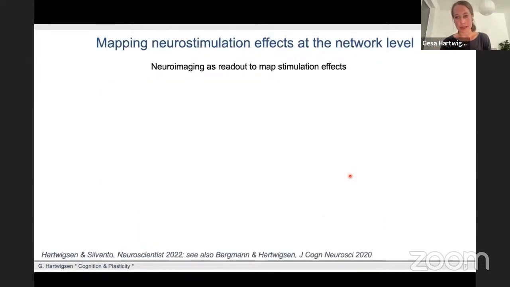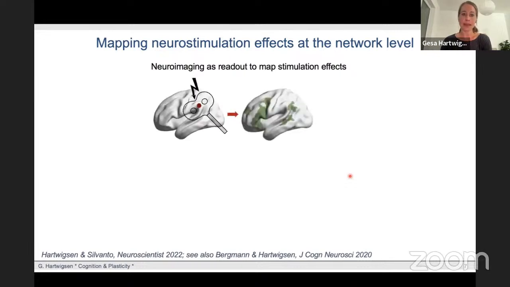So after this frustrating introduction, what can we do to make things better? I think one way is to use multimodal studies where we're not only relying on behavioral measures, but have multiple outcome measures to better get an idea what the neurostimulation is doing and also how it is affecting the network of interest. And one way of doing this is to use neuroimaging or also electrophysiology, such as EEG, as readout to map our stimulation after effects. And the classical way of doing so is as follows.